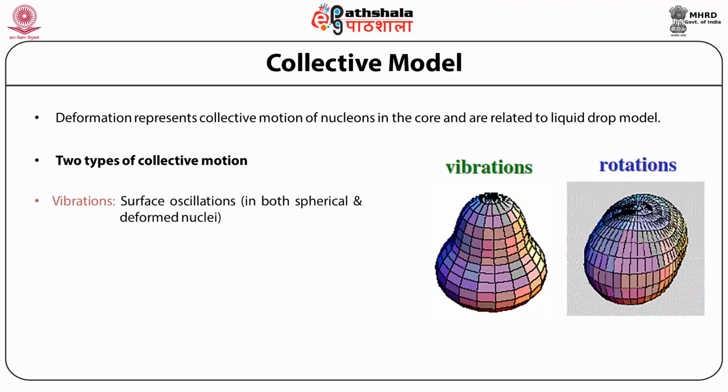Vibrations are nothing but surface oscillations, and vibrations can be observed in both spherical nuclei as well as deformed nuclei. On the other hand, the rotation type of collective motion can be observed only in deformed nuclei. Why is it so? Because quantum mechanically the spherical nucleus doesn't have any preferred direction, so rotation cannot be observed. So deformation is an essential component in observing rotations in nuclei.